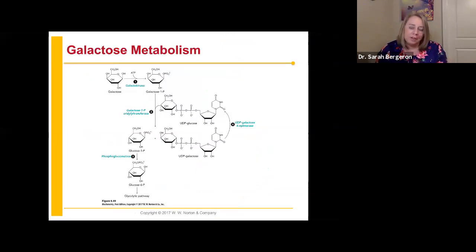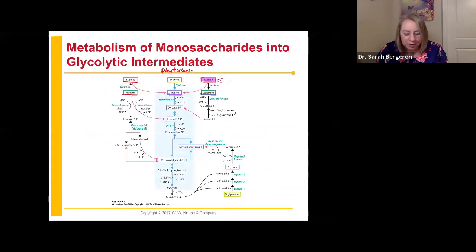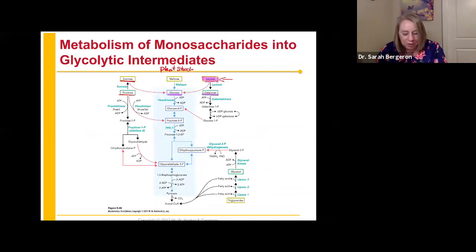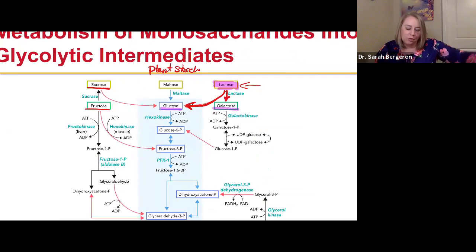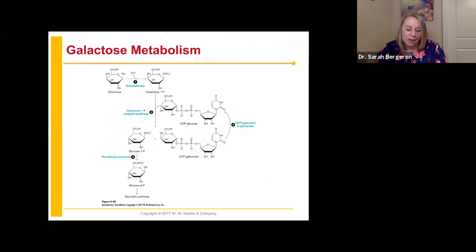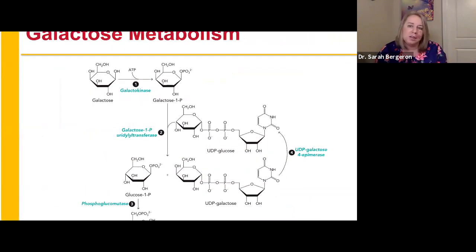So lactose is kind of interesting because when you break down lactose, you're going to make two things. You're going to make glucose here, and you're going to make galactose, right? So glucose goes straight into glycolysis, but you have galactose here. And galactose is kind of funky because you can't use it straight away inside of glycolysis. So you have to convert it to glucose first.